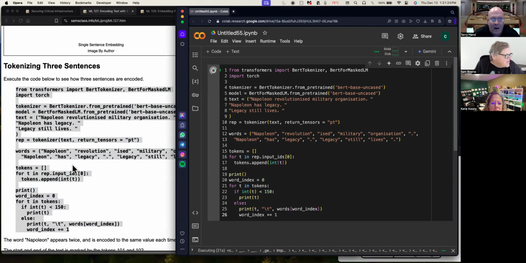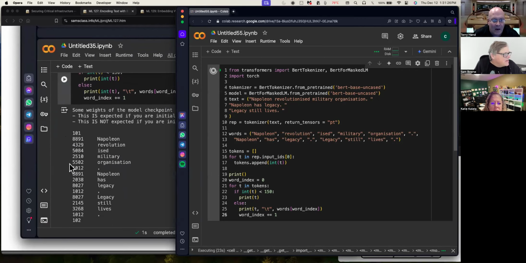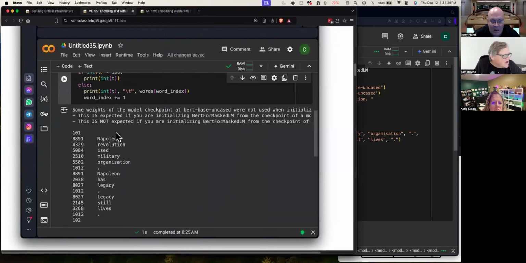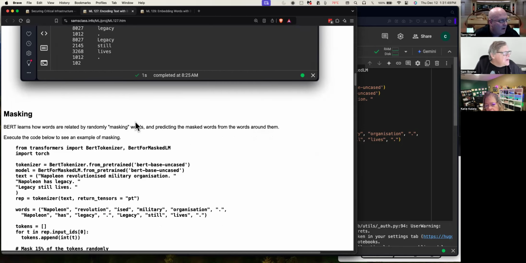And those will come out tokenized. You'll see them here. So 101 is the starting mark. Then Napoleon revolutionized military organization. Then the period gets a token of 1012. The next time Napoleon comes, it's got the same number. The period has the same number, and so on. This legacy and that legacy have the same number. So it's encoded the tokens as numbers.